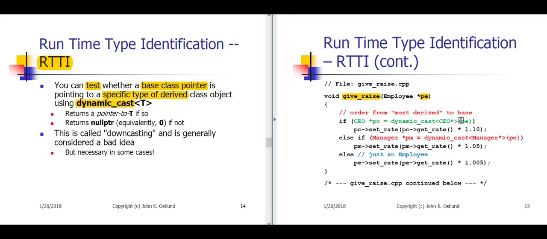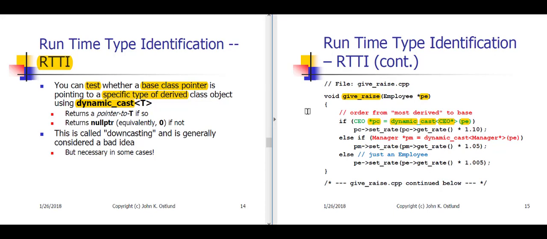If I say convert pE to be a pointer to a CEO instead of a pointer to an employee using dynamic_cast, what will happen is if the kind of object that pE is pointing to is a CEO, then I will get back a pointer to a CEO. But if the kind of object that pE is pointing to is not a CEO, then I will get back a 0. And 0 in an if test means false.